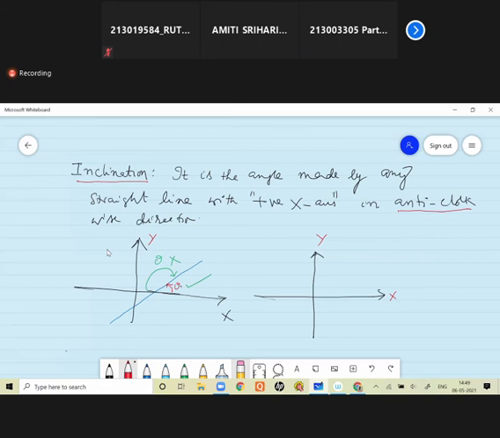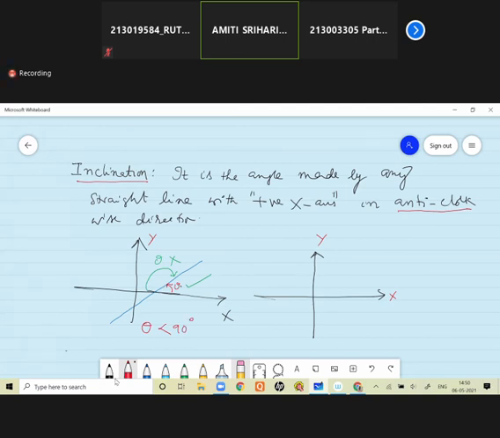Because we have to take the positive axis, in the anti-clockwise direction. So which theta is correct now, the red color theta or the green color theta? Red color. Red color theta.